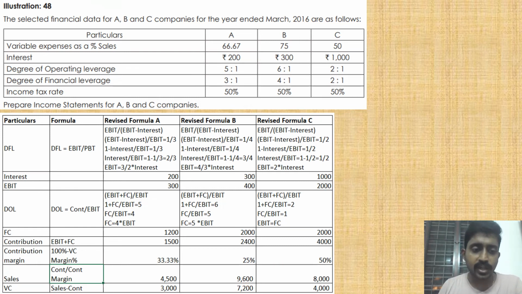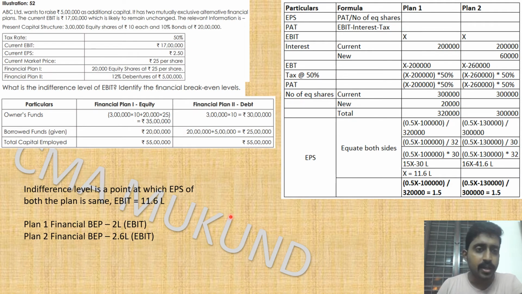And let's move to the last problem on the leverage topic. ABC Limited wants to raise 5 lakh as additional capital. It has two mutually exclusive alternative financial plans. So for this additional capital of 5 lakhs, you have two financing options. The current EBIT is 17 lakhs. The company is already earning 17 lakhs. So that is going to be 17 lakhs only.